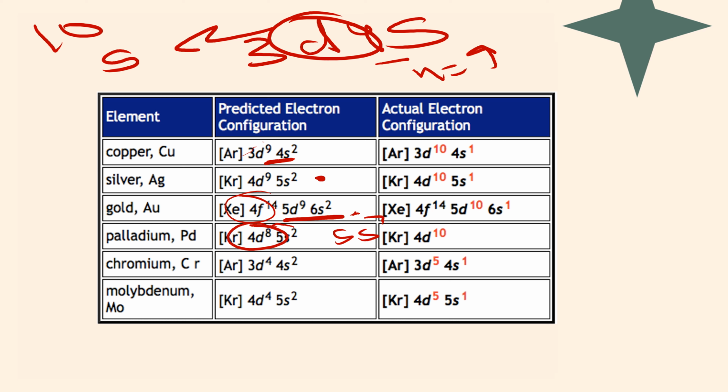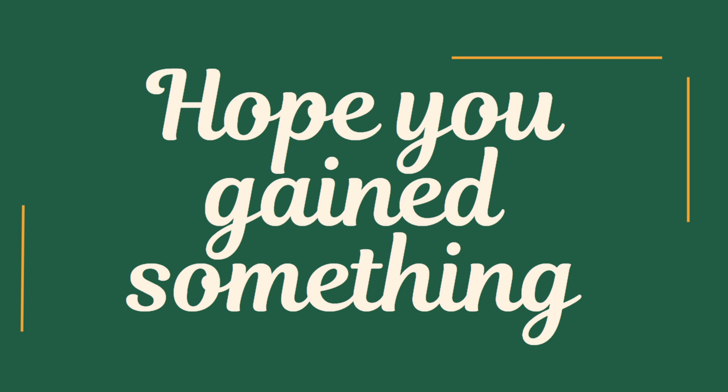I would like you to know those exceptions because they are important for the test. The most common ones I have seen are those three. But just know them, and know that the d sublevel is higher in energy than the s sublevel, though not by that much, just a bit higher. That's why we see those exceptions. And I hope you gained something new.